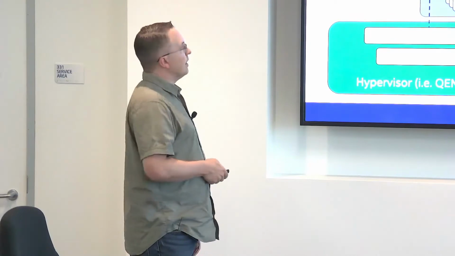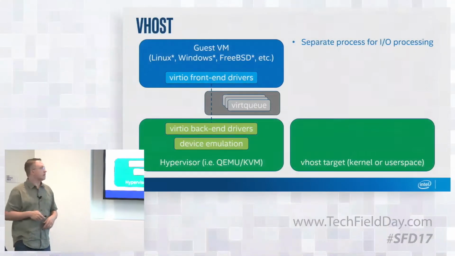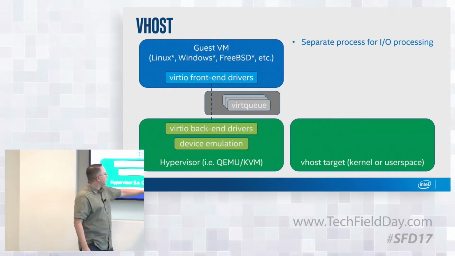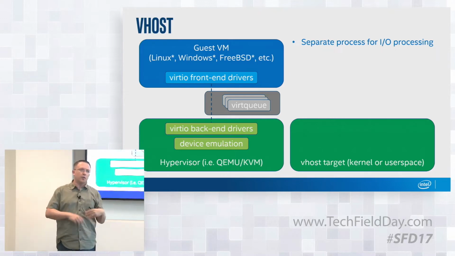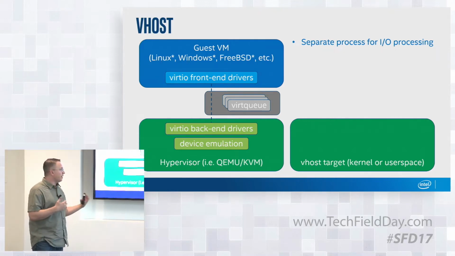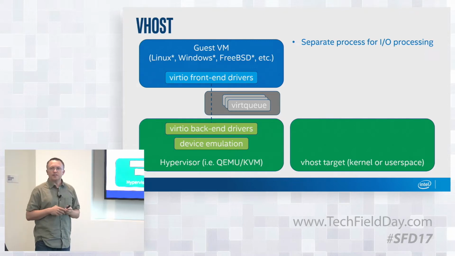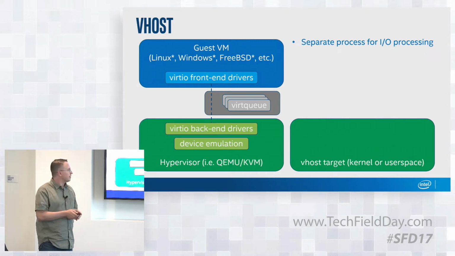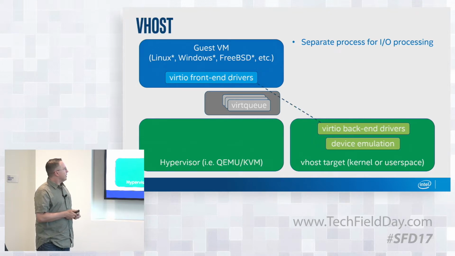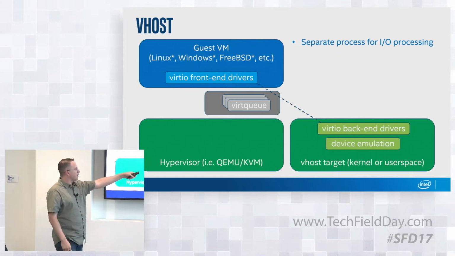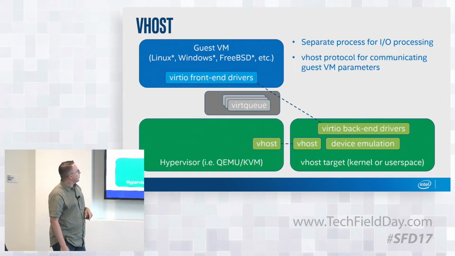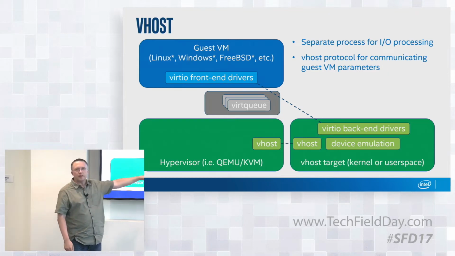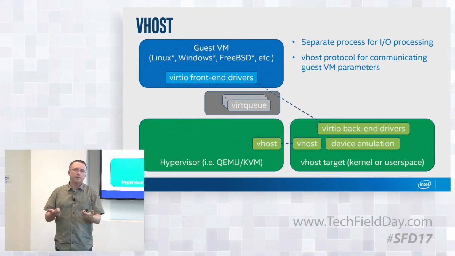Okay, so the idea behind vhost is that you basically create a separate process to do this I/O processing. So here we're starting up a vhost target. Now the interesting thing is that this can be either kernel or user space. In fact, this whole vhost concept originally started in the kernel. DPDK was the first to move this target up into user space. The idea is that you move these backend drivers, the device emulation, over to this vhost target, and the name vhost comes in because this is the protocol. This is how QEMU tells the vhost target about the VM.